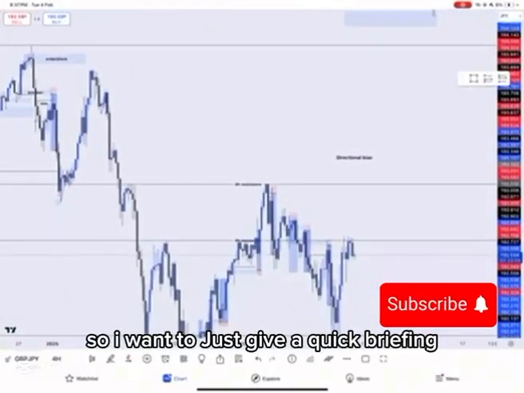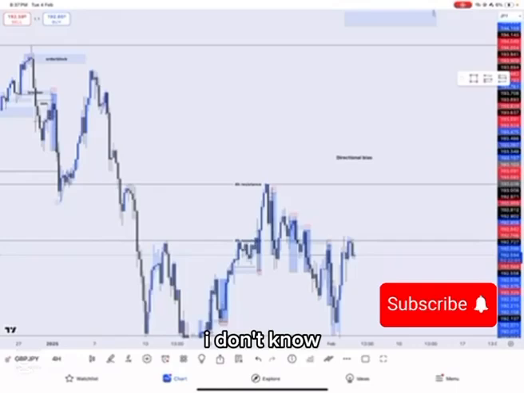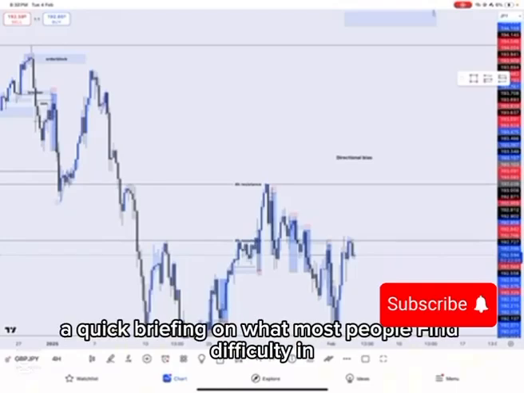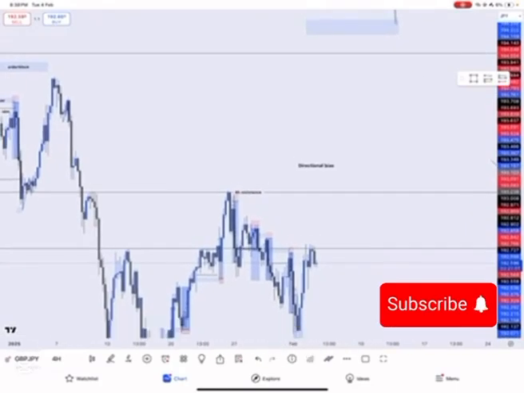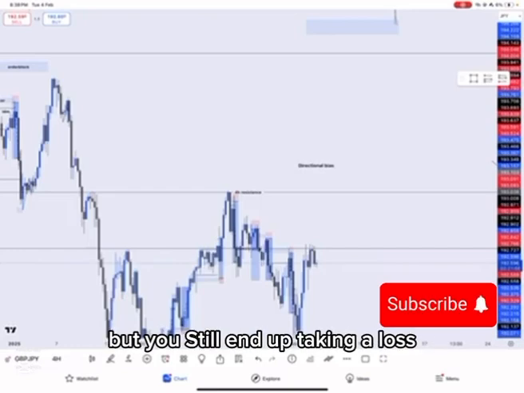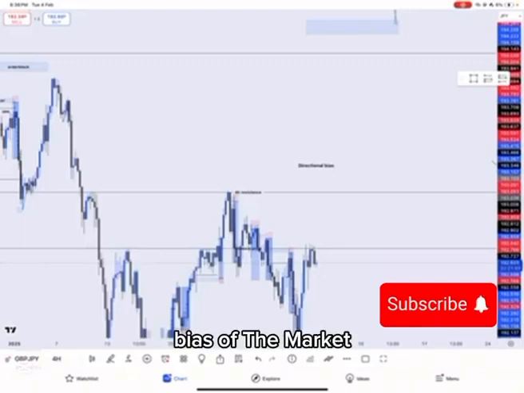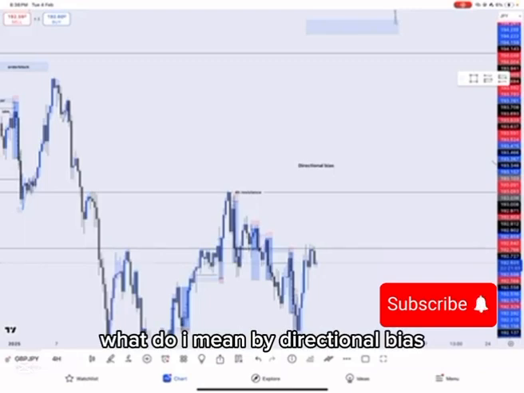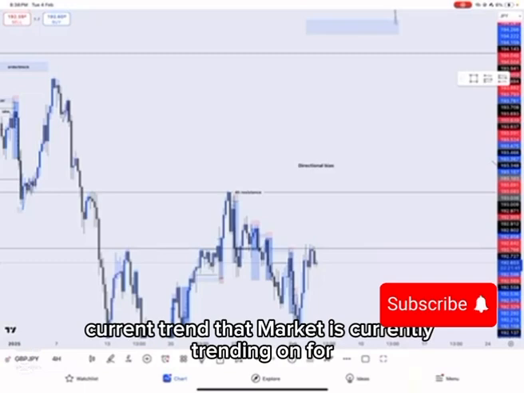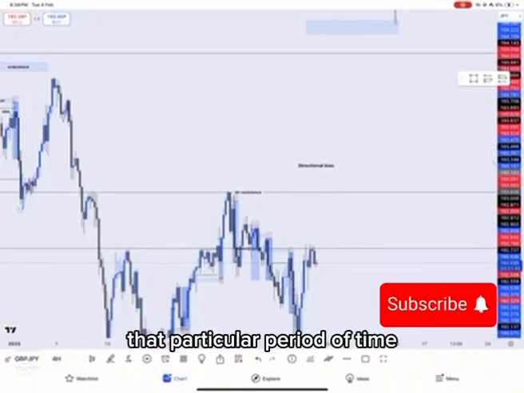Hello. So I want to give a quick briefing on what most people find difficult, the things that make you hit losses, even when you have a strategy that you trade with but you still end up taking a loss in a particular setup. It's because you are going against the directional bias of the market. What do I mean by directional bias? I mean the current trend that the market is currently trending on for that particular period of time.